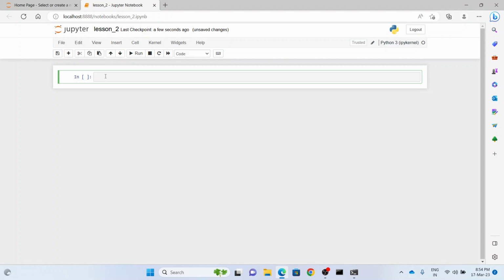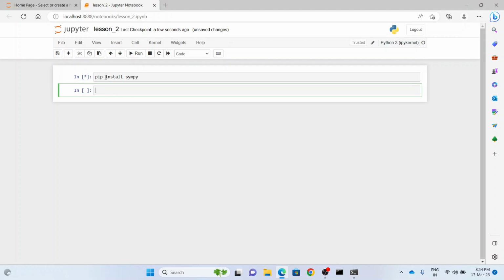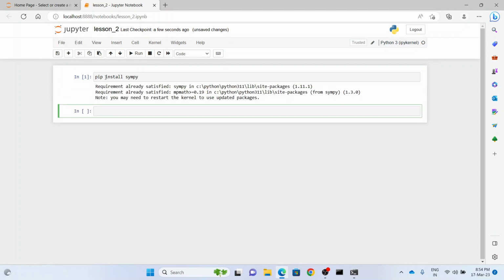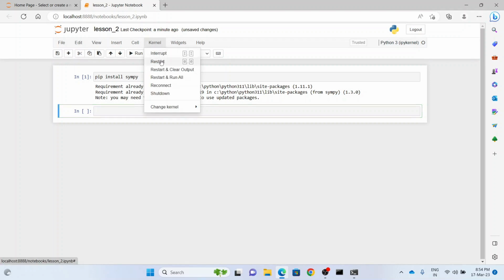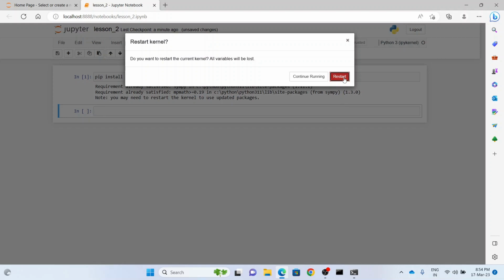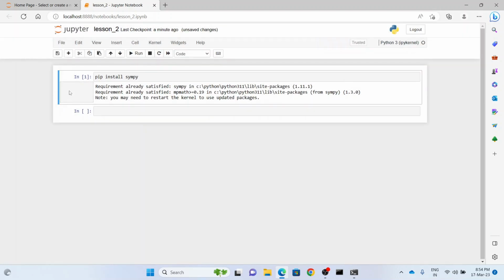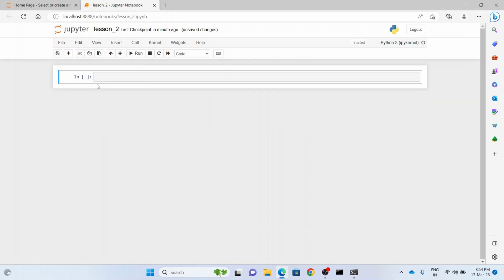So to start with, I will show you how to install sympy in Jupyter. So you do pip install sympy and run it. Well, as it was already installed on my computer, it says requirement already satisfied. And you may need to restart the kernel to use the updated package. So let's restart the kernel. So I can do away with this cell. So let's delete it off.